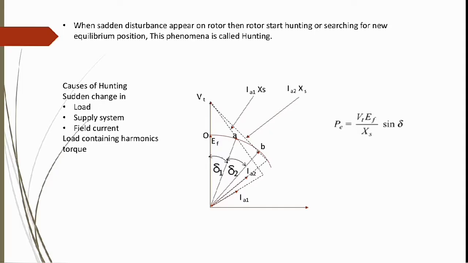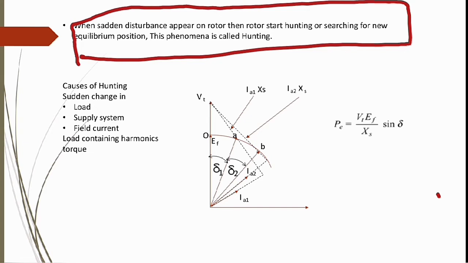So here our topic is hunting and damper winding. Our first topic we will start with hunting. What is hunting actually? When a sudden disturbance occurs on the rotor, the rotor starts hunting or searching for a new equilibrium position. This phenomenon is called hunting. That's how simple it is.